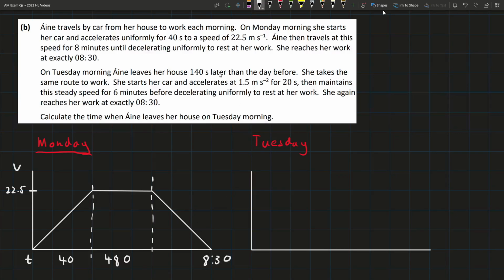Now on Tuesday morning, she leaves her house 140 seconds later, and she takes the same route, so that means the distance is going to be the same. She starts her car and she accelerates at 1.5 meters per second squared for 20 seconds. So we can calculate her speed by the end of that.